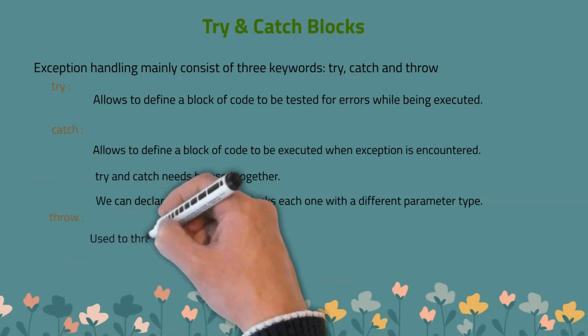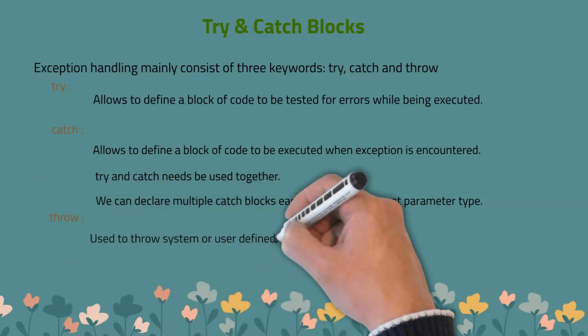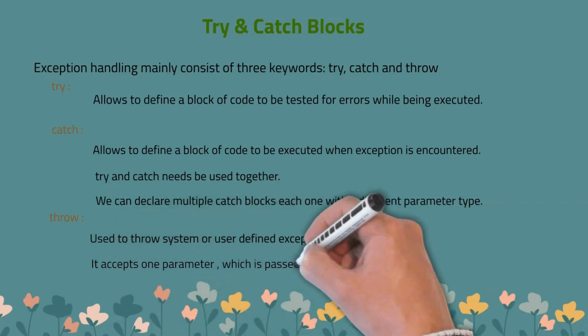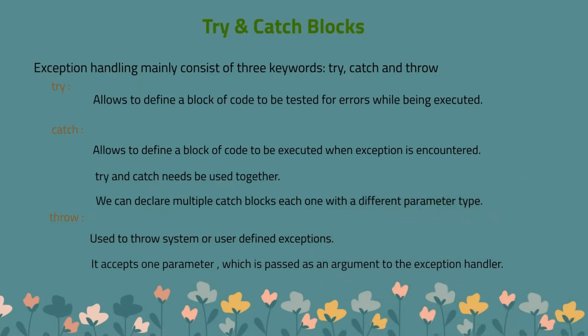The throw keyword is used to throw an exception when a problem is detected, which lets us create a custom error. It accepts only one parameter, which is passed as an argument to the exception handler, i.e., to the catch statements.